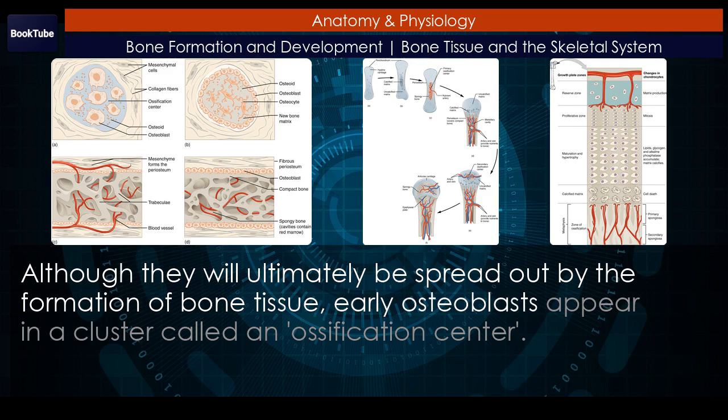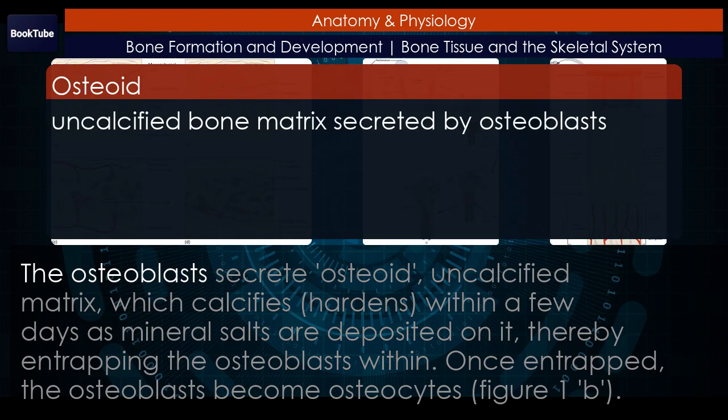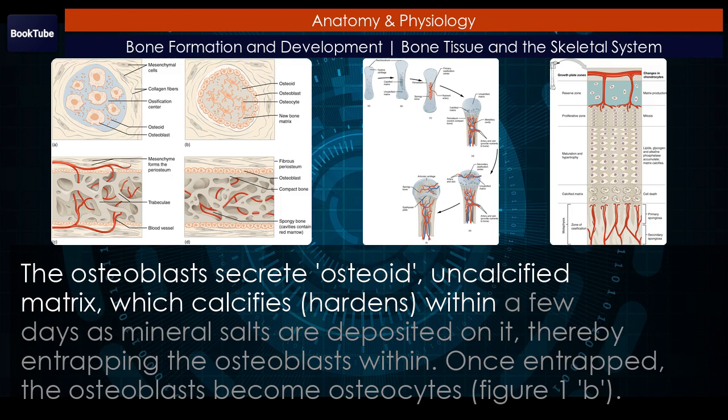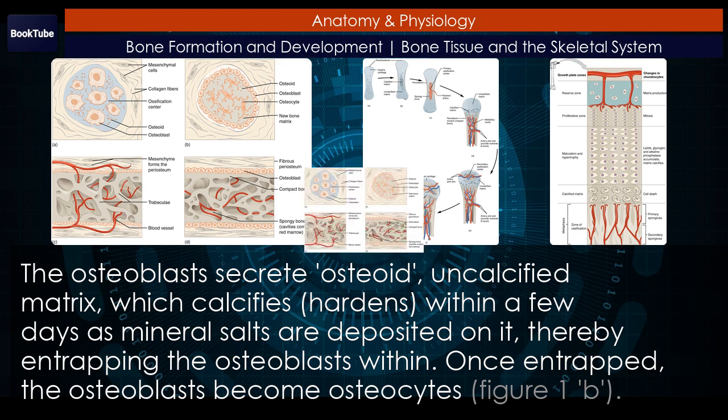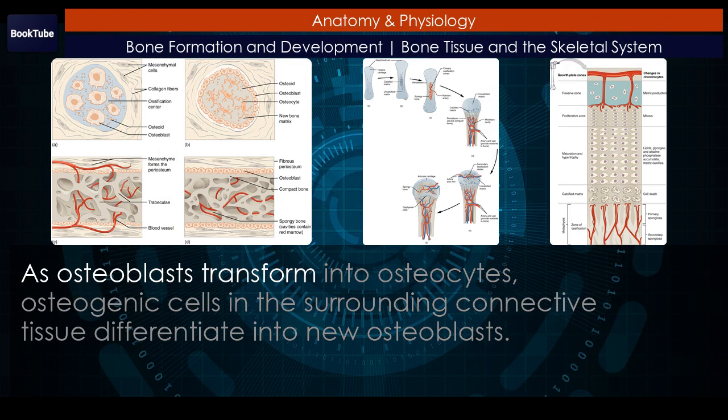Early osteoblasts appear in a cluster called an ossification center. The osteoblasts secrete osteoid, uncalcified matrix, which calcifies, hardens, within a few days as mineral salts are deposited on it, thereby entrapping the osteoblasts within. Once entrapped, the osteoblasts become osteocytes. Figure 1b. As osteoblasts transform into osteocytes, osteogenic cells in the surrounding connective tissue differentiate into new osteoblasts.